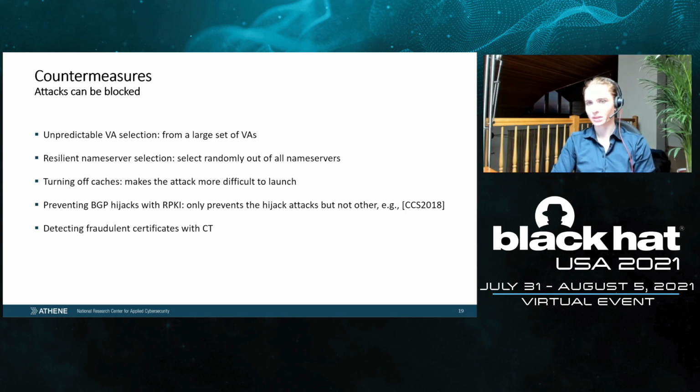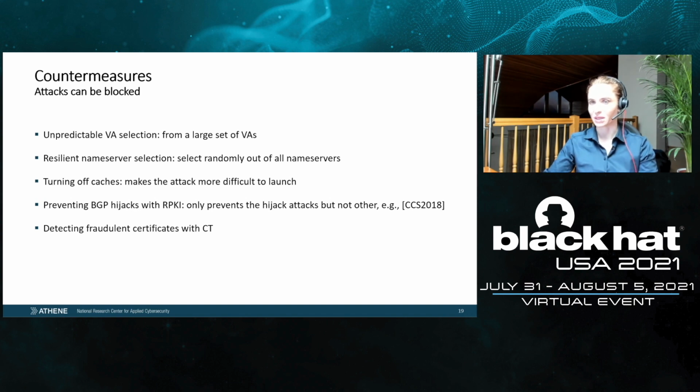Most importantly is an unpredictable selection of vantage points. This would prevent our attacks since the adversary would not know in advance which vantage points will be selected to perform the validation. If the set of vantage points is sufficiently large, the adversary will not be able to attack them all in advance efficiently. Now, we also recommend that the name server's selection procedure is made resilient by querying also poor performing name servers. This additional latency will not be significant in issuance of certificates. Finally, the attack would be made more difficult if you turn off the caches. This is not critical for issuing certificates.